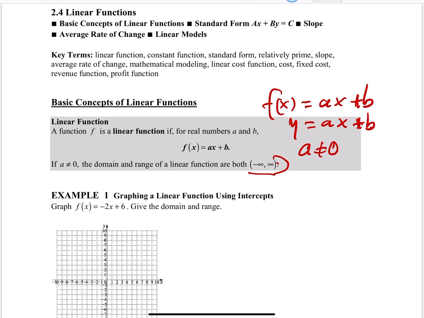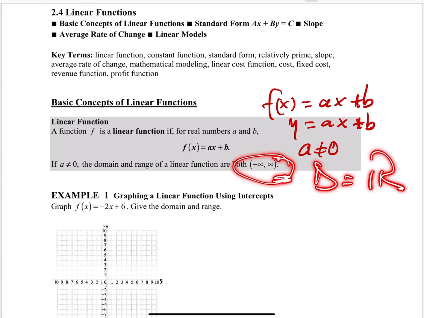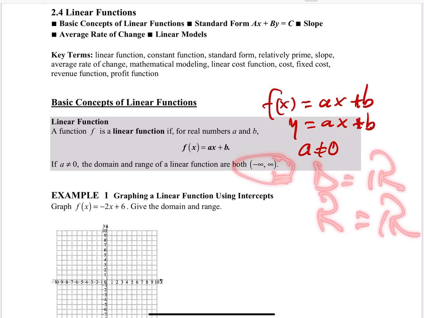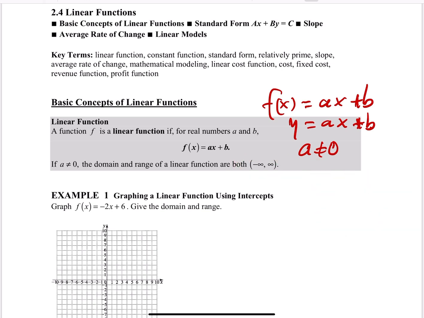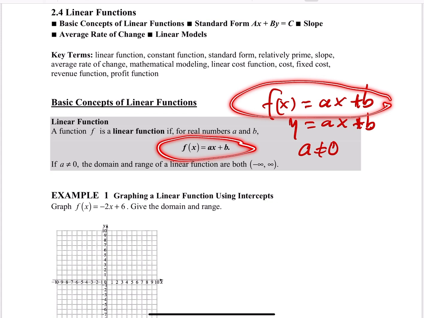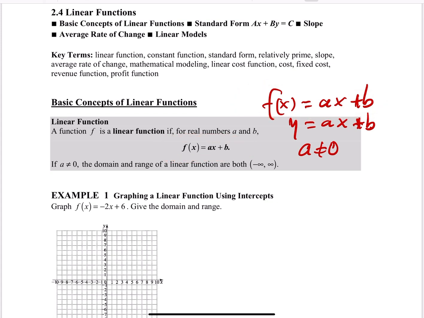Okay, and then the domain and the range are all real numbers. The domain is R, or you can write it like this, the same thing, and the range is also all real numbers, negative infinity to infinity. Just make sure that if they ask you about a linear function, it is just like this.